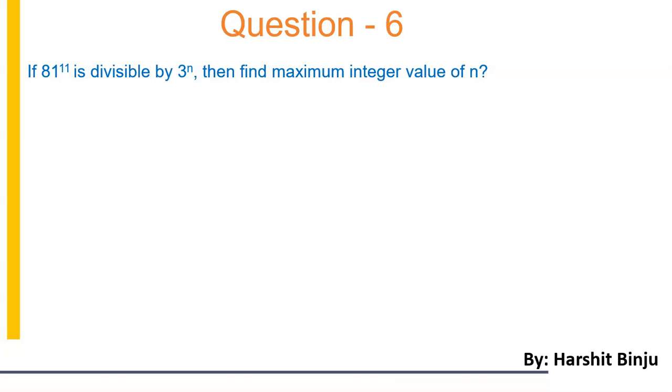All right, let's see how we can solve this one. So 81 to the power 11 is divisible by 3 to the power n, then find the maximum integer value of n. So this will basically be (3 to the power 4) whole to the power 11, which is divisible by 3 to the power n. So this will become 3 to the power 44 divided by 3 to the power n. So find the maximum integer value of n. The maximum integer value of n will simply be 44.